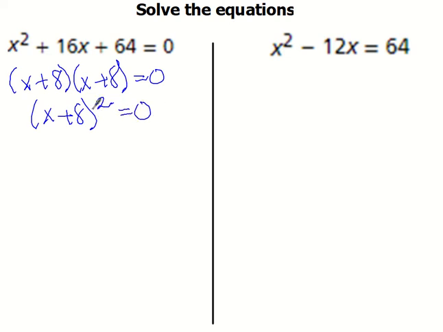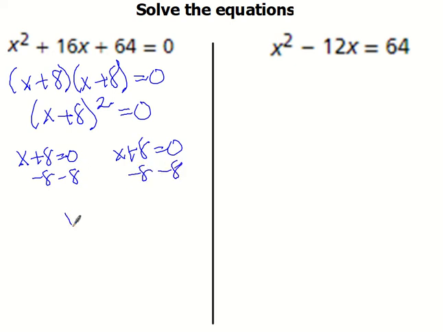So even if you factored it and left it like this, if we solved x plus 8 equals 0 and x plus 8 equals 0, you're going to notice we're going to get the same exact answer. So this actually only has one solution of x equals -8. This is where the vertex is perfectly right on the x-axis.